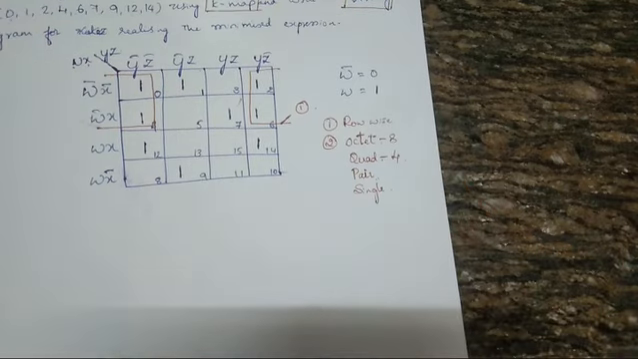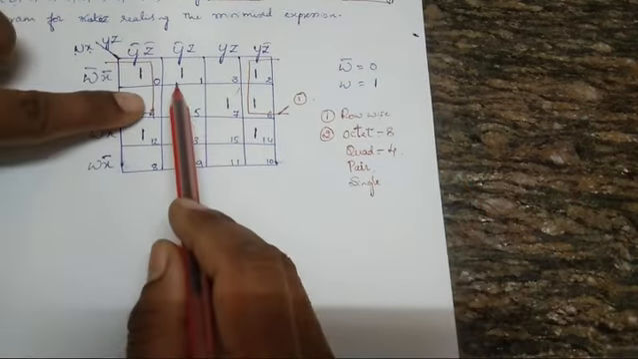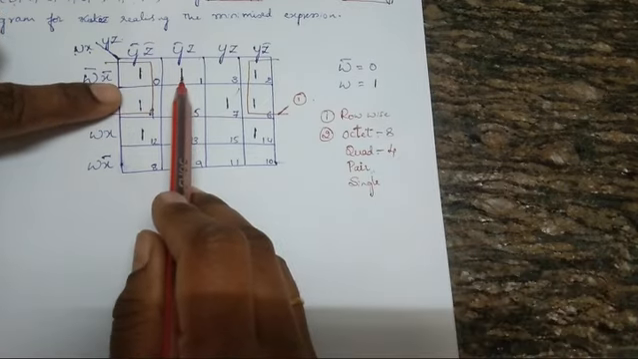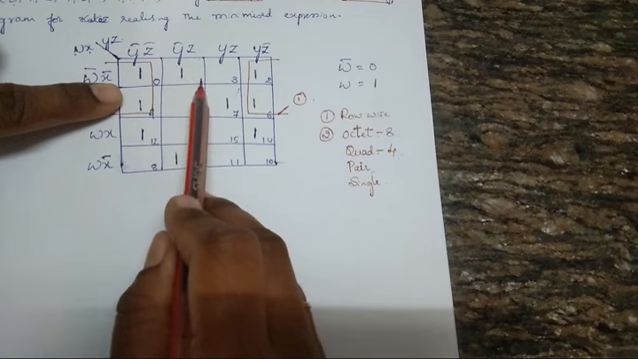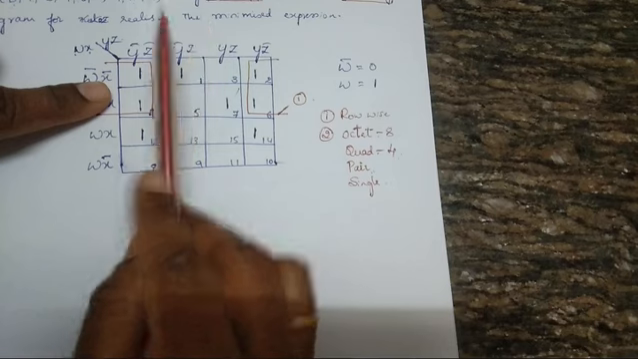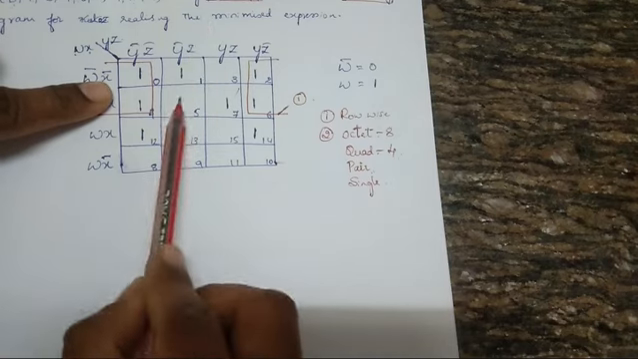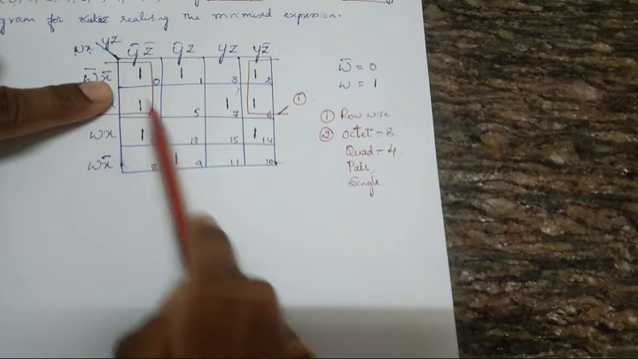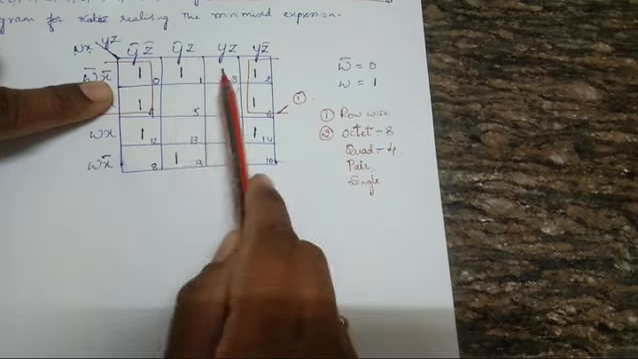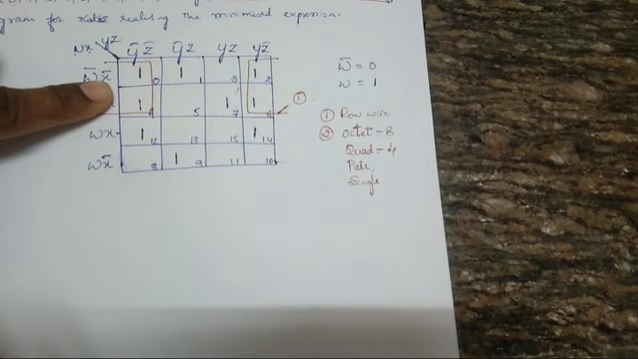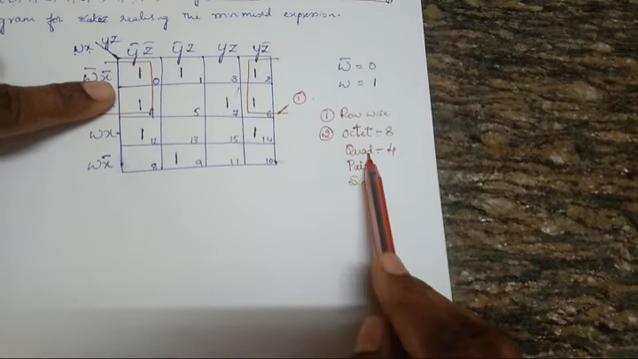Correct? Next, for quad, can we make a quad by using this one, cell number 1? Quad, no. If there was a 1 here, we would have made it like this, but there is no 1. There are no adjacent ones here. So I cannot make a quad.